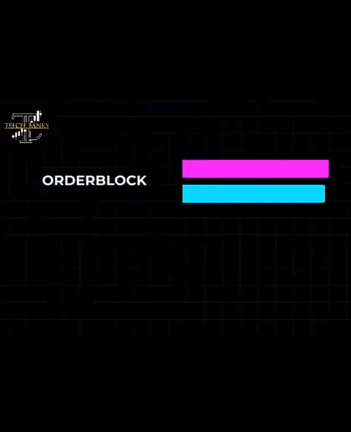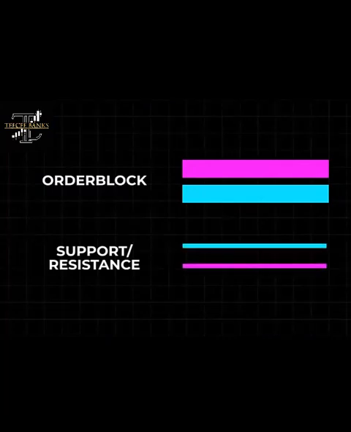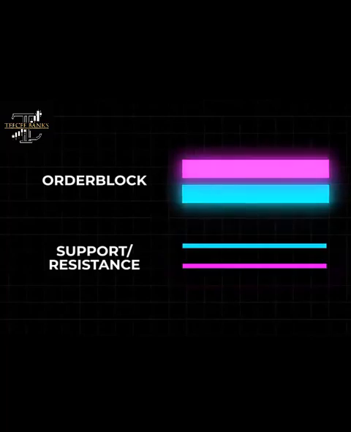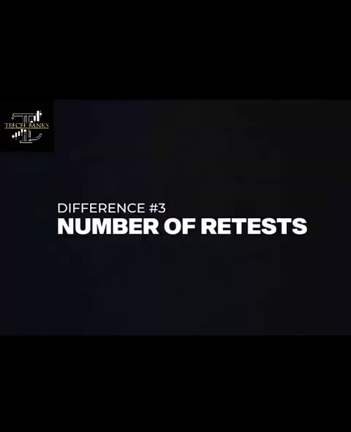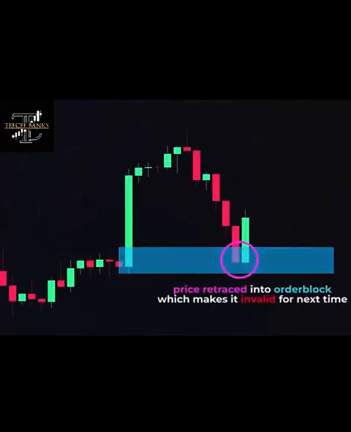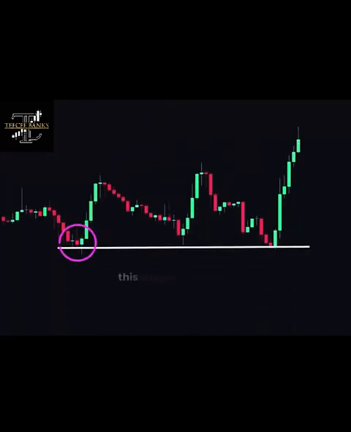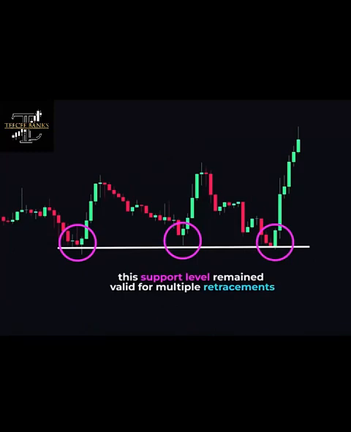Order blocks are typically drawn as thick zones or areas, while support and resistance levels are usually drawn as lines. Even if they're drawn as zones, they're usually thin zones, not as thick as order blocks. Third difference is the number of retests. Order blocks are typically a one-time use, meaning if they are retraced once, they're done. You cannot use them multiple times. In contrast, support and resistance levels can be retraced multiple times.